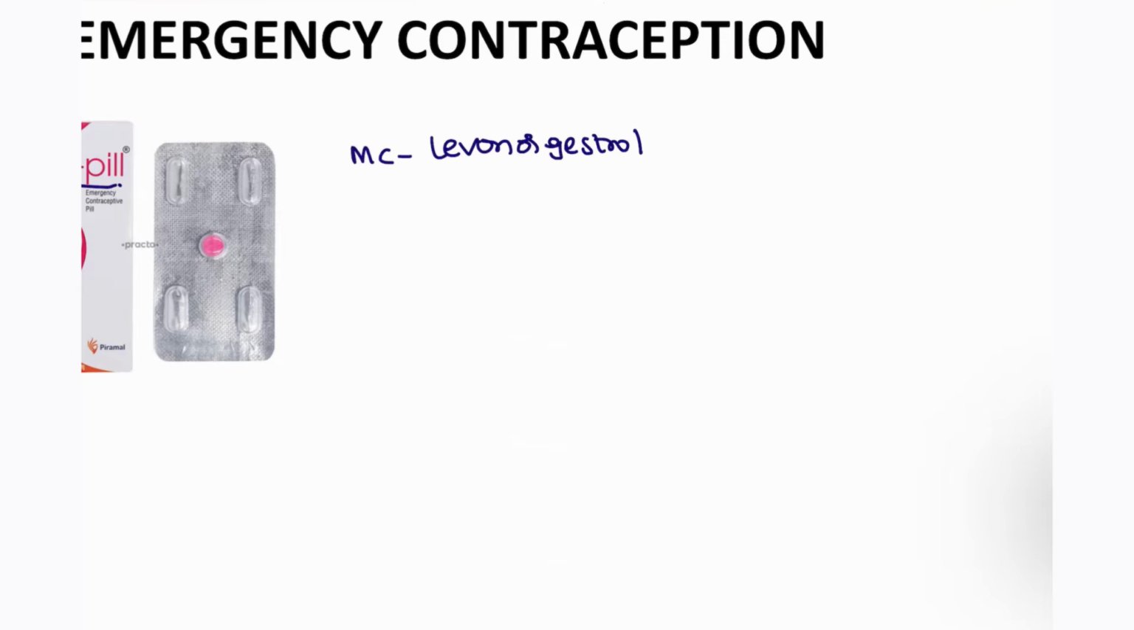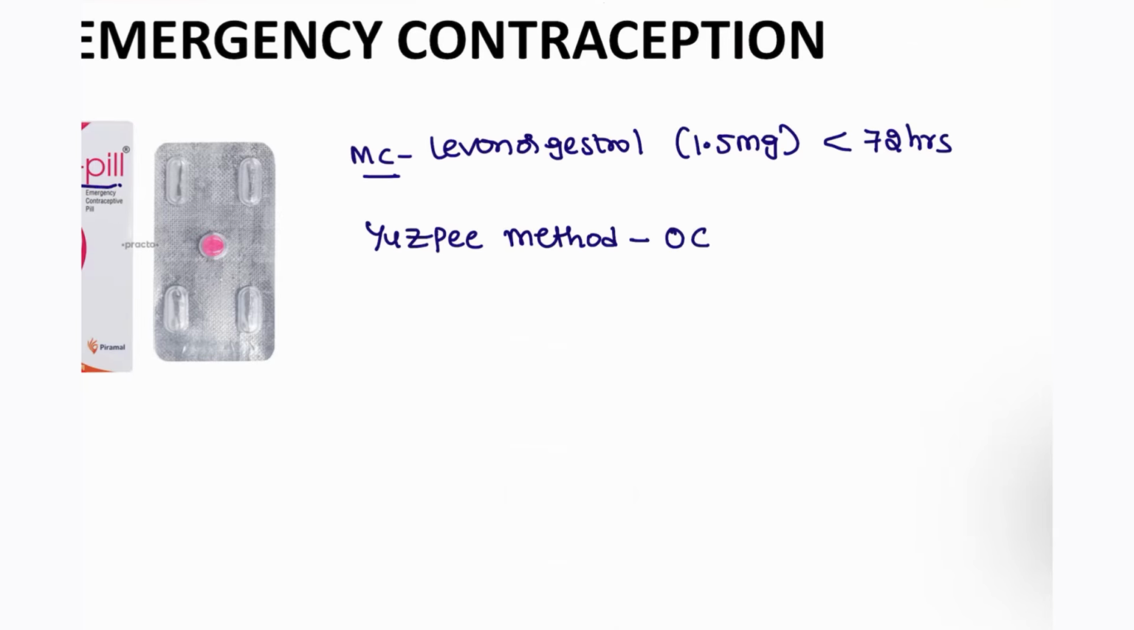And what is the dosage? 1.5 mg. And how long is it going to work? Less than 72 hours it is going to work. Okay, this is the most common method used. And next, we also have the IUCD method.